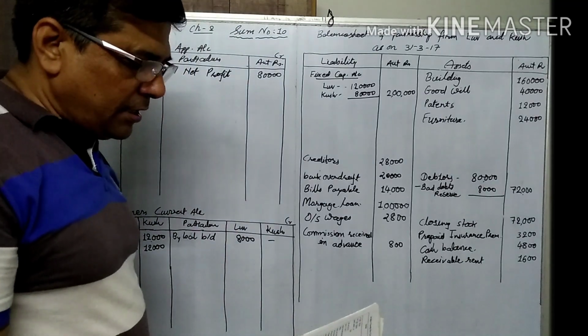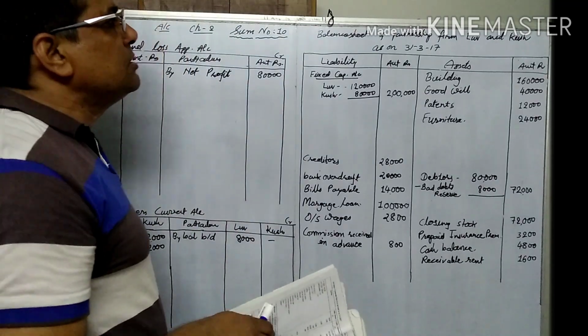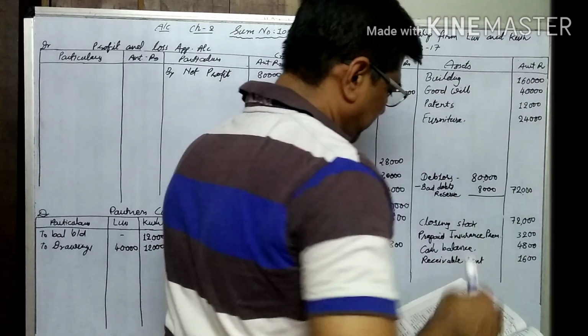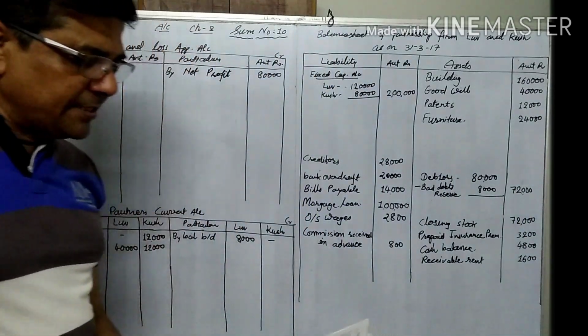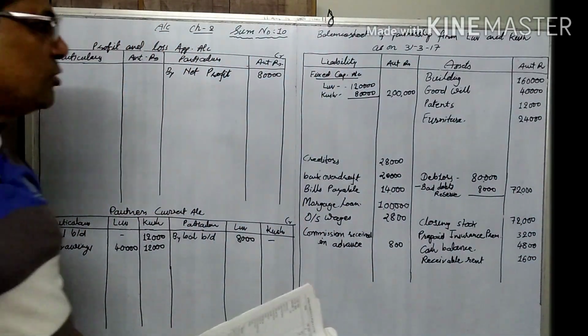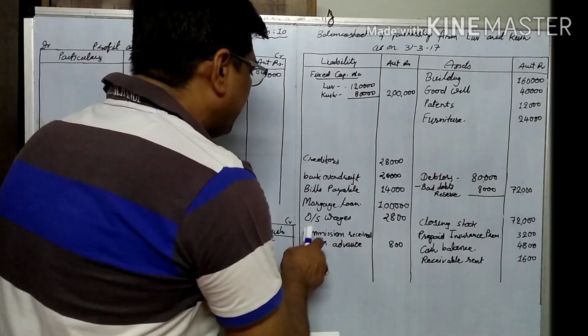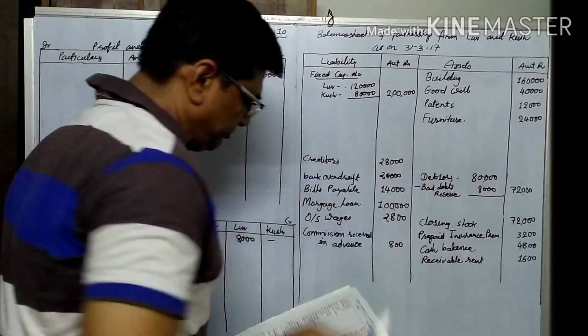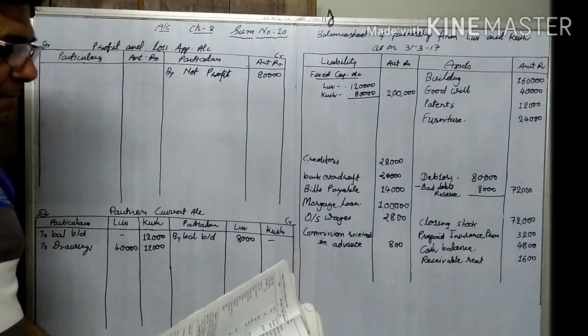After recording this, they have given the goodwill. Goodwill is 40,000, so write on the asset side goodwill 40,000. Outstanding wages. Outstanding wages is our liability, so write on the liability side outstanding wages 2,800. Next is receivable rent.